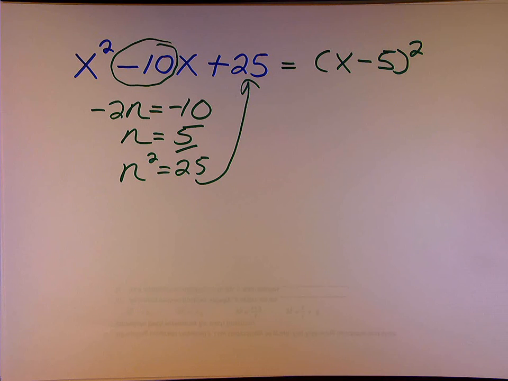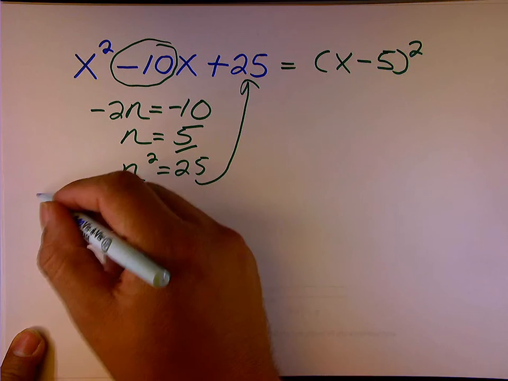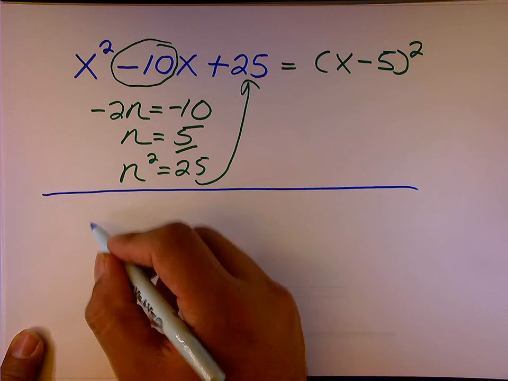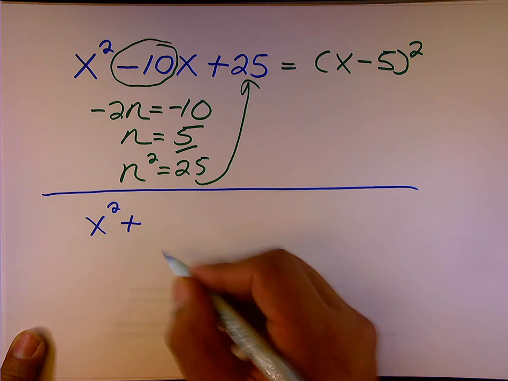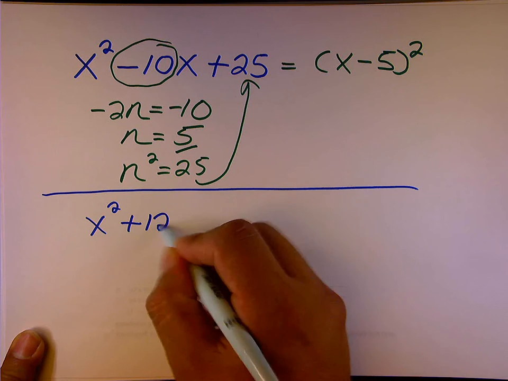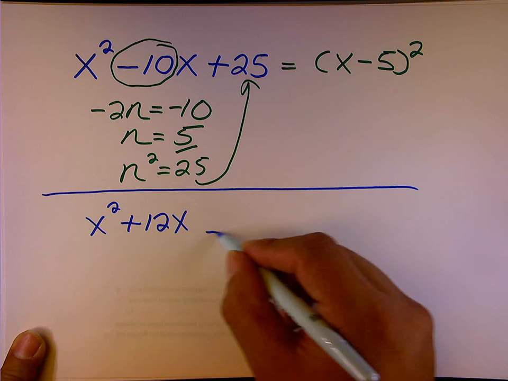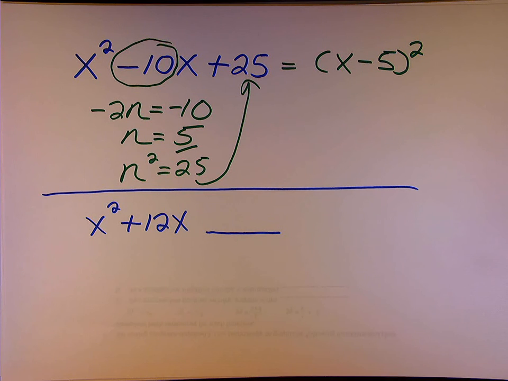First, we'll start without equations. Let's take a look at this. Right now, I only have two terms, x squared plus 12x. I would like to make a perfect square trinomial. I do not have a perfect square trinomial. So to create this perfect square trinomial, I need to find that missing number. So let's talk about that missing number.